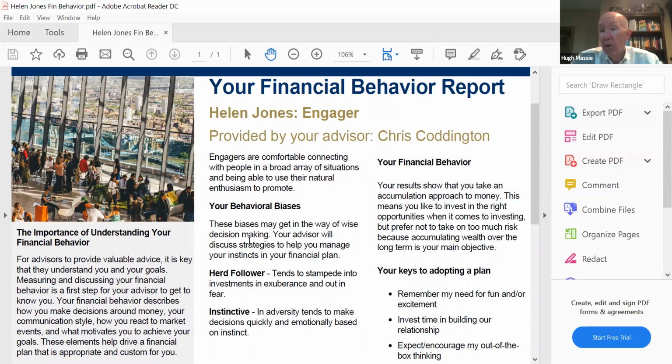So we like to know how Helen will make decisions, and every person has behavioural biases. None of us are perfect decision makers, and under pressure, Helen's going to be a bit more of a herd follower, so she's going to want to follow what everybody else does, what I call being a dinner party investor. She could jump into things without really thinking about it carefully enough, which also comes with the instinctive behaviours there.